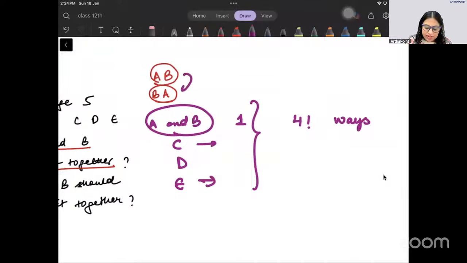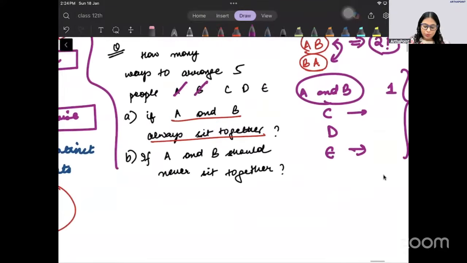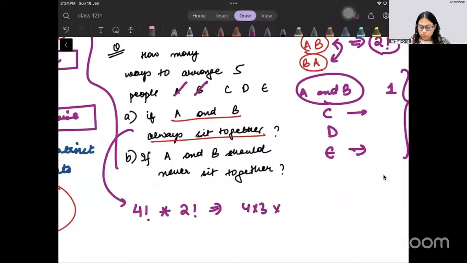And AB within themselves can be arranged in 2 ways: first A then B, or first B then A. So AB among themselves can be arranged in 2 factorial ways. So the total number of arrangements possible will be 4 factorial into 2 factorial. Whatever this answer is. So 4 into 3 into 2 into 2. This will be 12 into 4, 48.